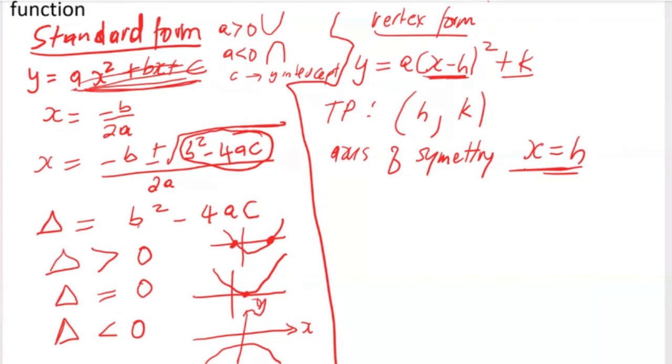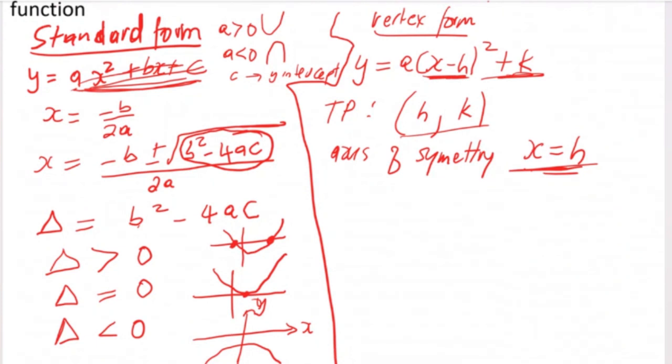So that's about it. When you are given your quadratic equation in vertex form, you only get two pieces of information. One is the turning point, one is your axis of symmetry. Be careful. Your k does not represent your y-intercept. Okay, so don't make that misconception and think this also represents the turning point. No, it is the y-coordinate of your turning point.